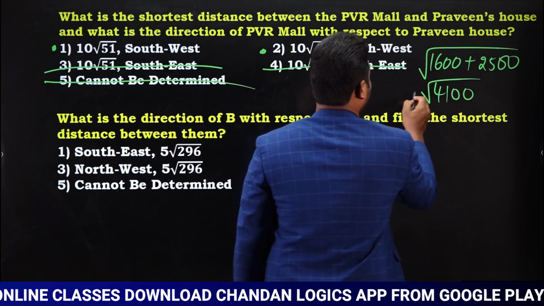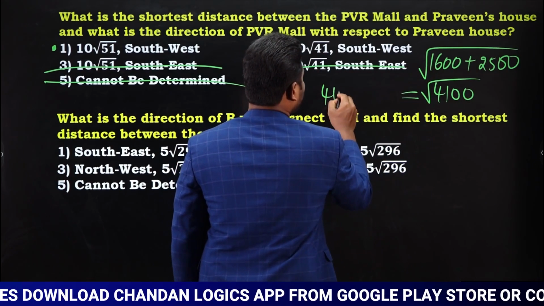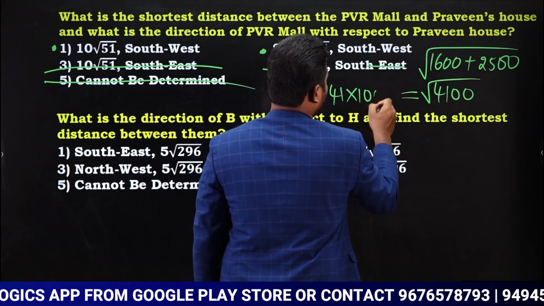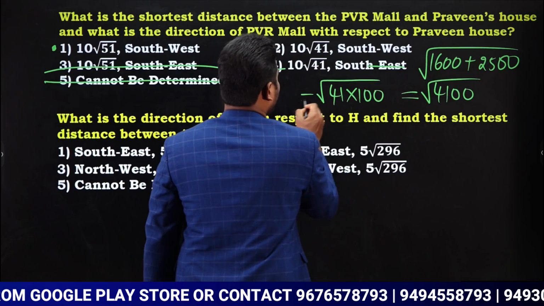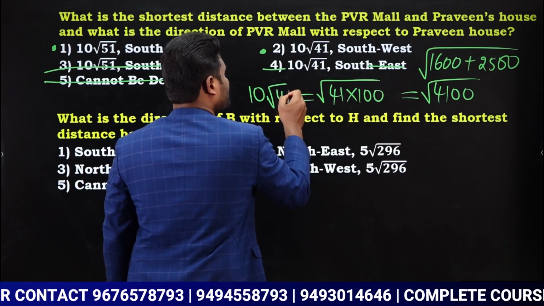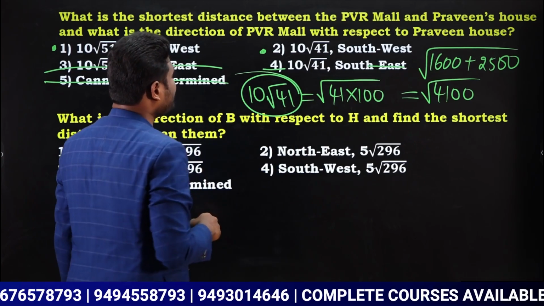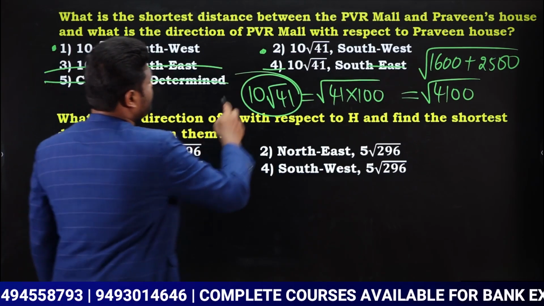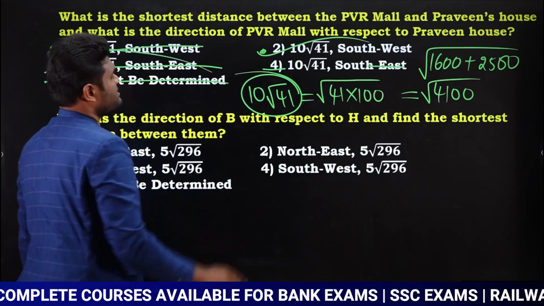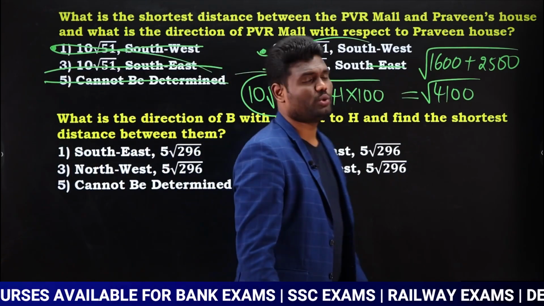Now 4100, I can write it as 41 into 100. Now what is the square root of 100? Square root of 100 is nothing but 10. Square root of 41 is nothing but square root of 41. So the answer is nothing but 10 root 41. 10 root 41 means the answer is going to be option 2. So this is going to be the wrong answer. 10 root 41, option 2, is going to be the answer.